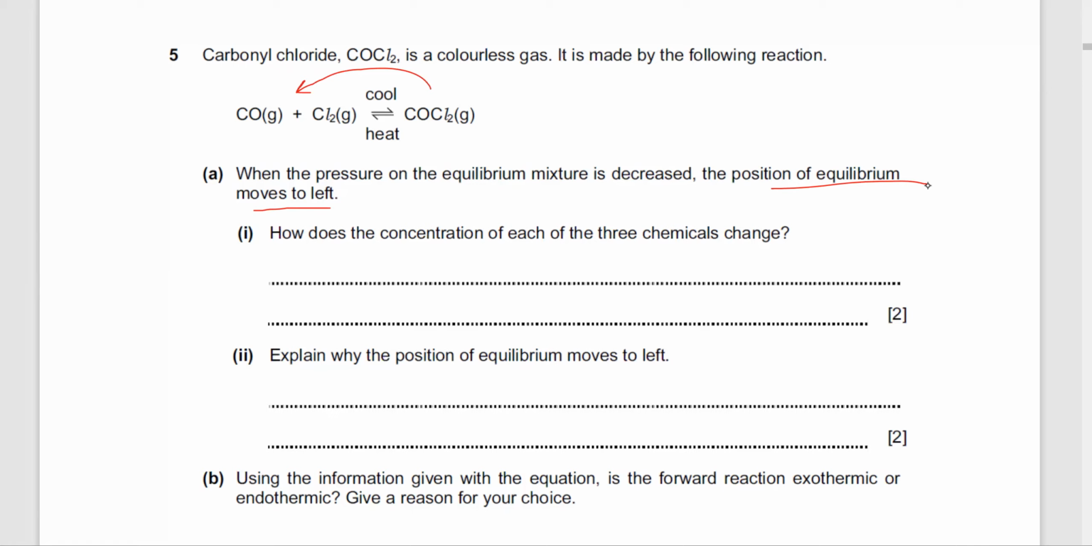How does the concentration of each of the three chemicals change? You would say the concentration of COCl2 decreases. Remember, in the paper I'm writing it short, but you have to write complete concentration. And CO and Cl2 concentration increases. Now in the next part, explain why the position of the equilibrium moves to the left. So pressure is decreased, so which side is favored? What should I write here?